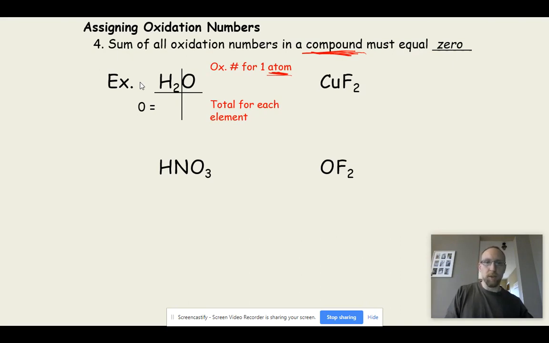So what do I know? Well, I know oxygen is usually -2. How many oxygens are there? Remember, nothing means 1. So think of it as you're multiplying on your way down. -2 times 1 is -2. So what do I need to equal 0? Well, the hydrogens have to add up to +2. It's +2 -2, 0. What does each hydrogen get?